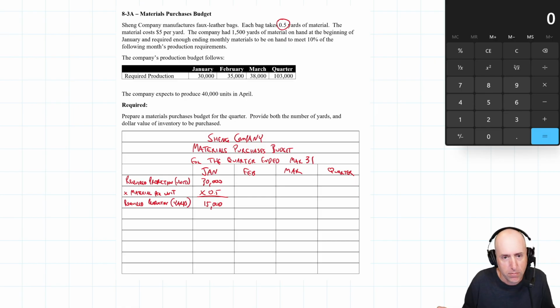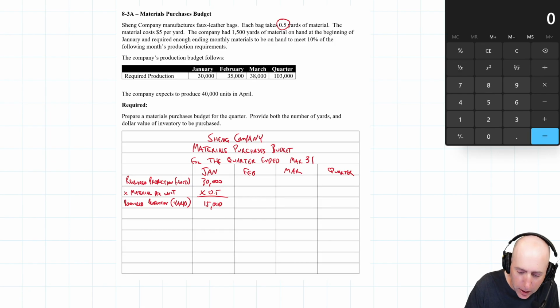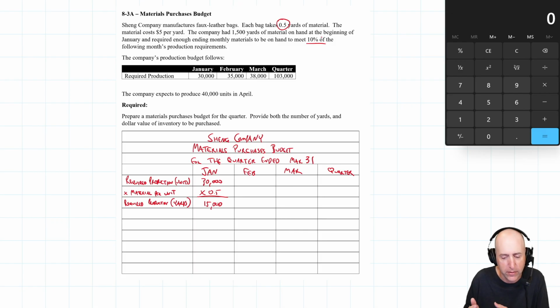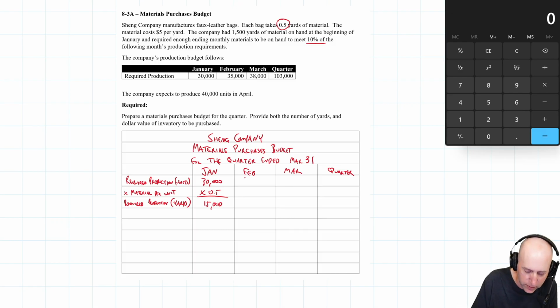That's a useful thing to know. So if I'm going to make 30,000 bags, I need 15,000 yards of material, but I don't want to run out of material. I don't want to run down to zero. The question says we want to have at least 10% left over. It gives us a little buffer. So I want to have 10% of the next month's need. So I've got to do February now.